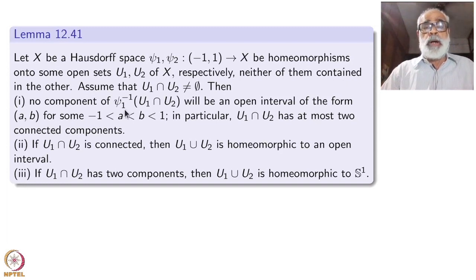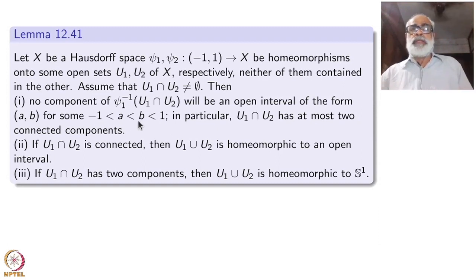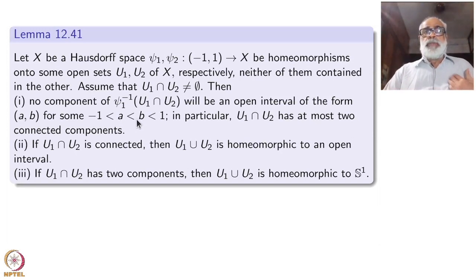No component of psi 1 inverse of U1 intersection U2, which I have assumed is non-empty, will be an open interval of the form a comma b for some minus 1 less than a less than b less than 1. In other words, every component is an open interval, right? Because they are all subsets of minus 1 to plus 1. So connected components of an open subset are open intervals. None of them will be able to avoid both the endpoints, staying away from the endpoints. That is the meaning of minus 1 less than a less than b less than 1.